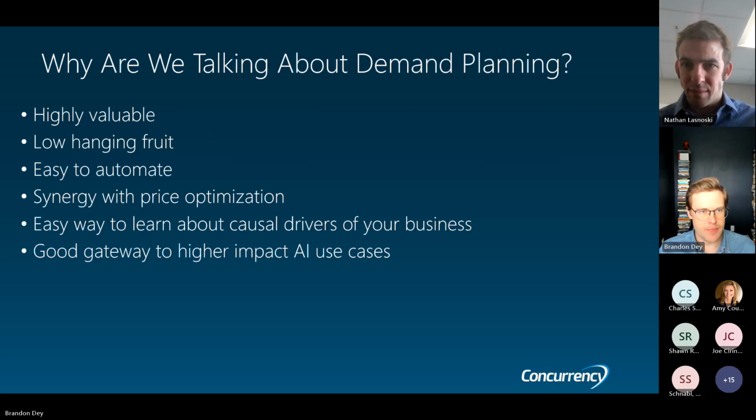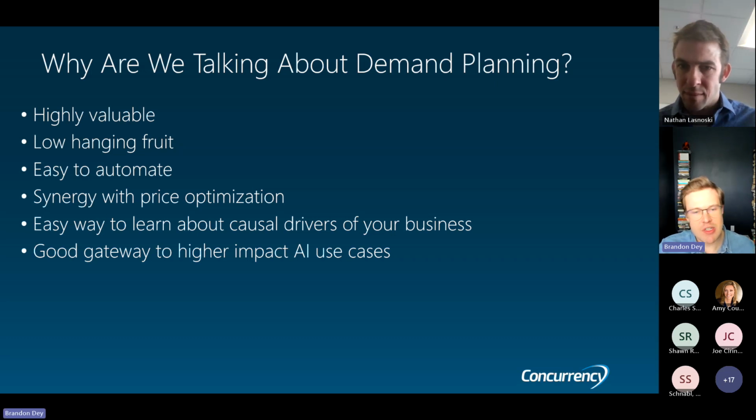All right, so demand planning in particular is very valuable. It's pretty low-hanging fruit. Not very hard to get started with this. If you've got historical data on the thing you're trying to forecast, that's pretty much all you need to get started. It's very easy to automate. It's got great synergy with price optimization. As I mentioned, forecasts go into your price optimization system, and it's kind of a win-win. Not least, demand planning is a really good way to learn about what drives your business in a causal way. And you can really leave working with these systems understanding and appreciating your business a little bit more.